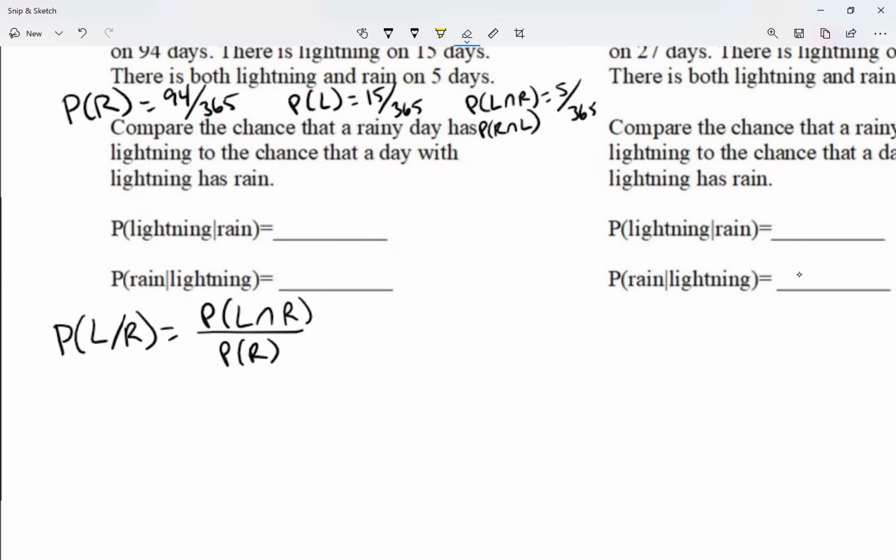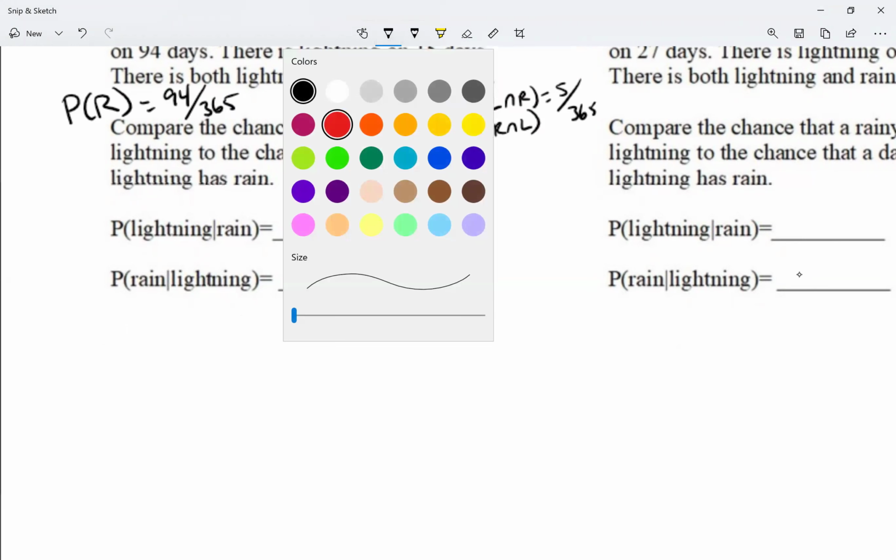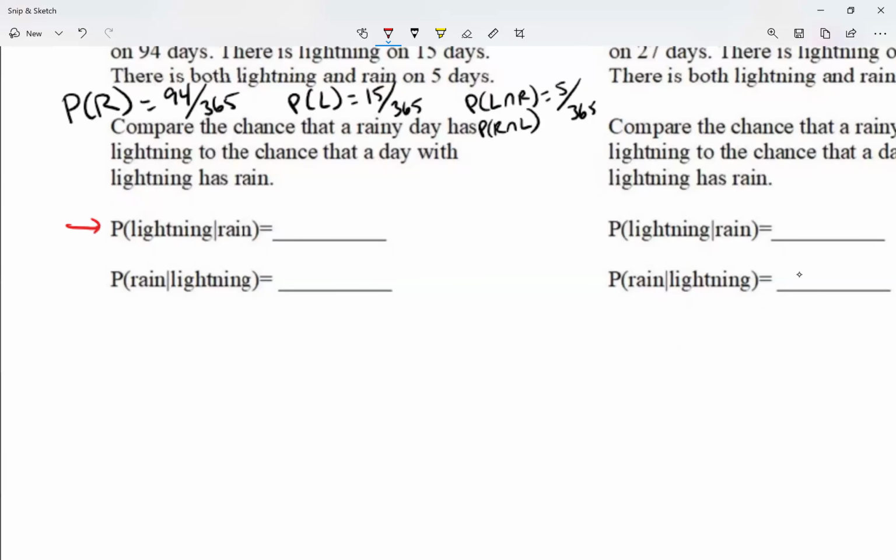Actually, you know what? Let me rewrite this in a different color. I'm going to write what I just wrote. You're probably using pencil, so you use the same color. For the first choice, I'm going to use red.